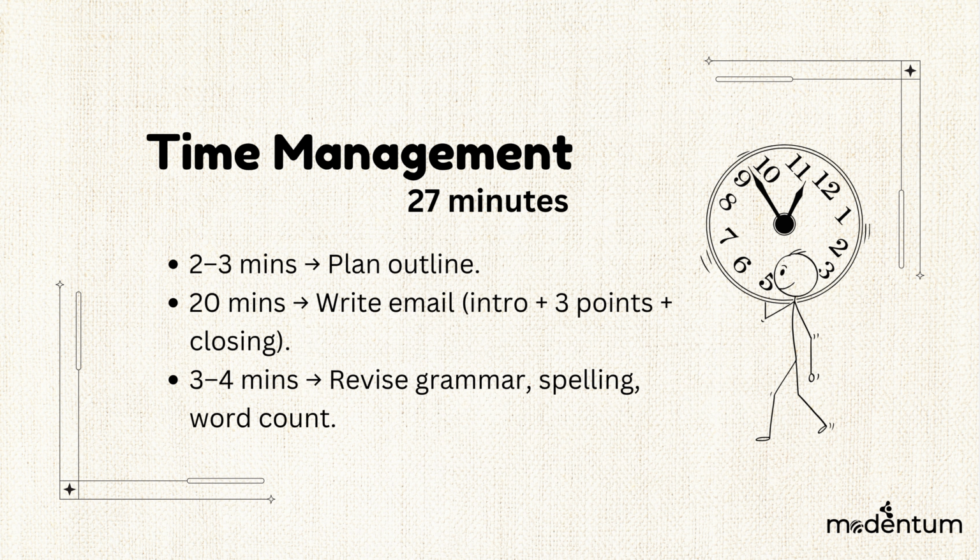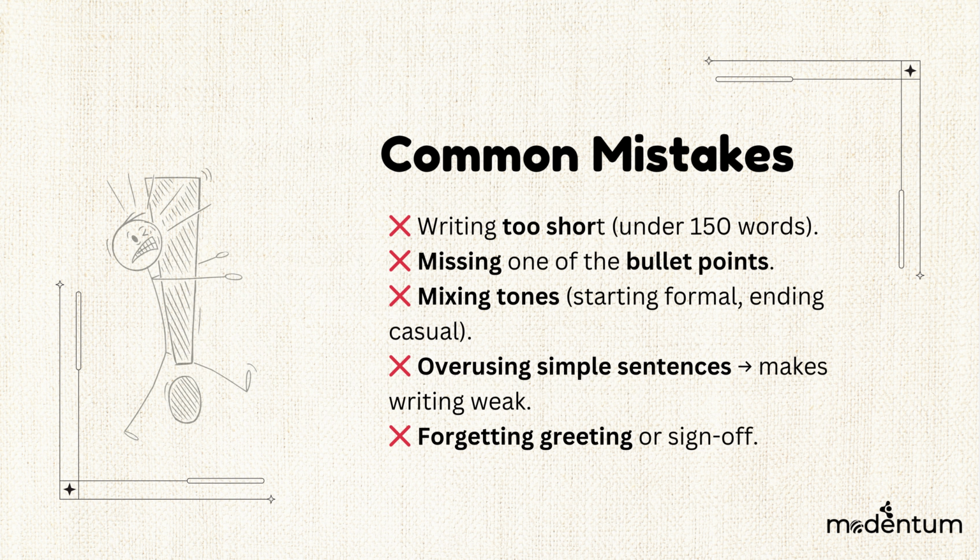Time management. You will get 27 minutes to write an email in the CELPIP test. Manage your time efficiently. Use 2 to 3 minutes to plan an outline. Use 20 minutes to write the email, including intro plus 3 bullet points plus ending of the mail. Give 3 to 4 minutes to revise grammar, spelling, and word count.